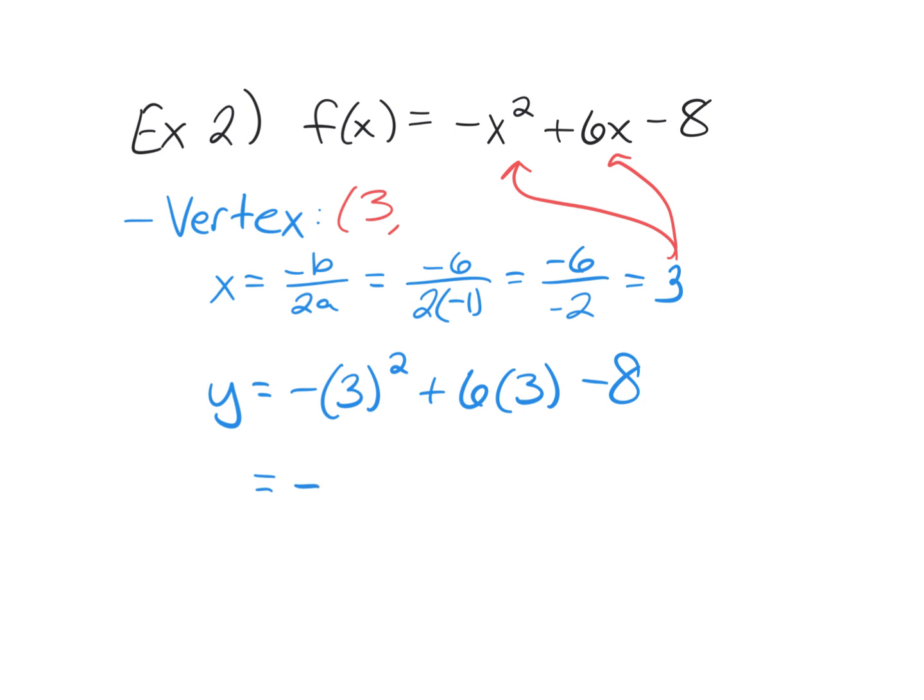What's 3 squared? 9. 6 times 3? 18, and then we have minus 8. So we have negative 9 plus 18 minus 8. It is 1. What did that just give me? It's the y value, right? So we have the vertex.